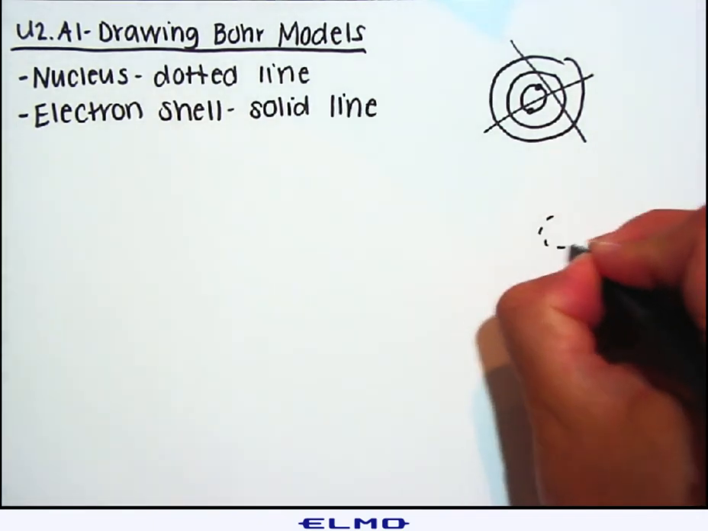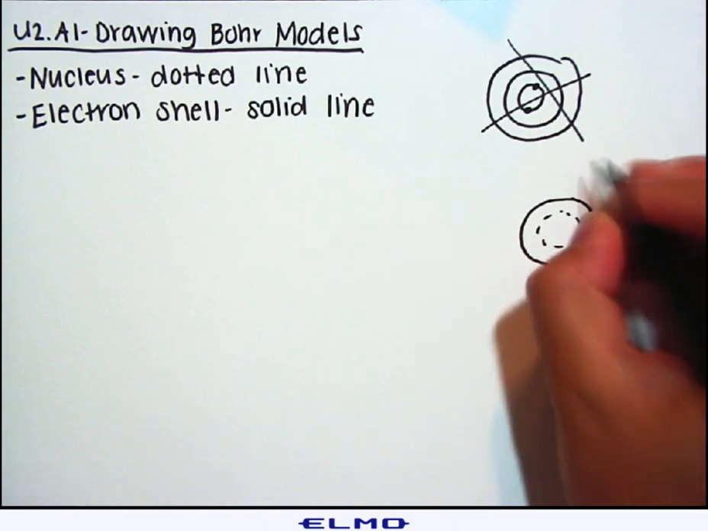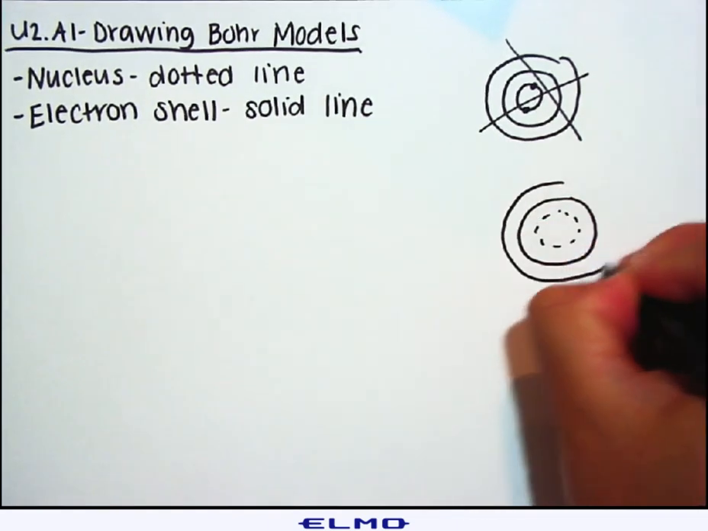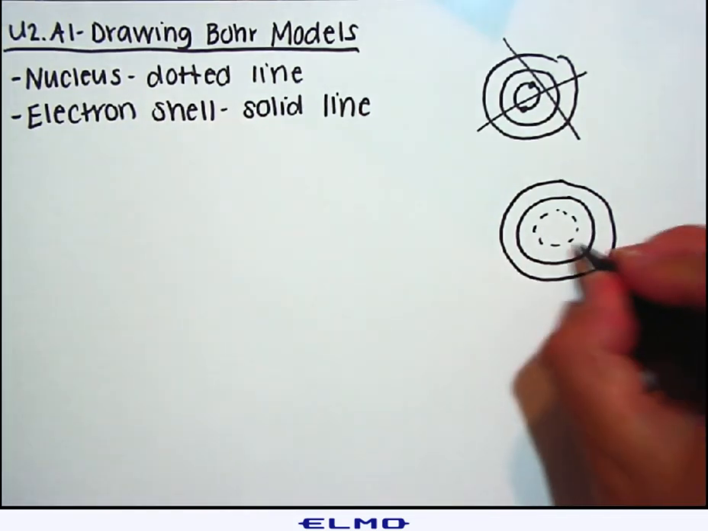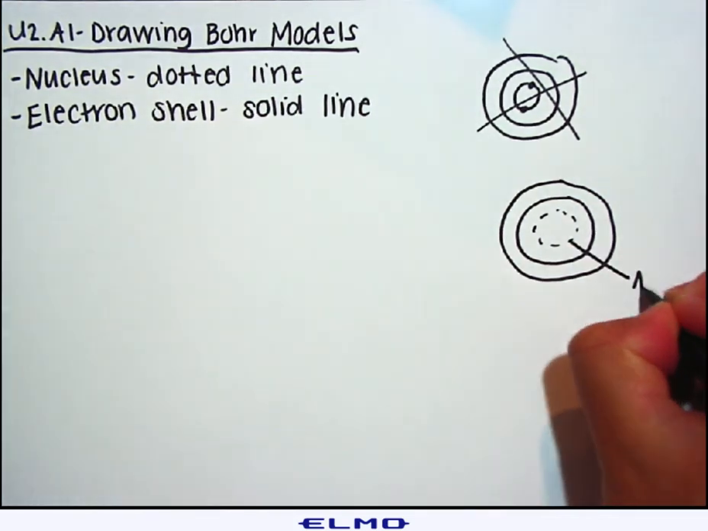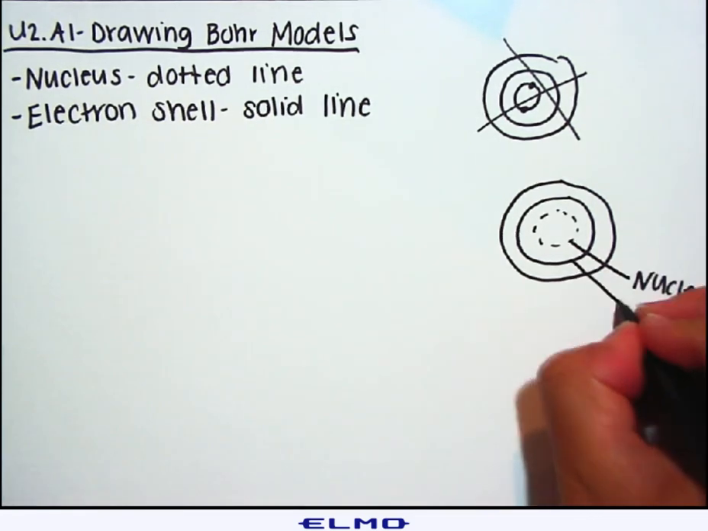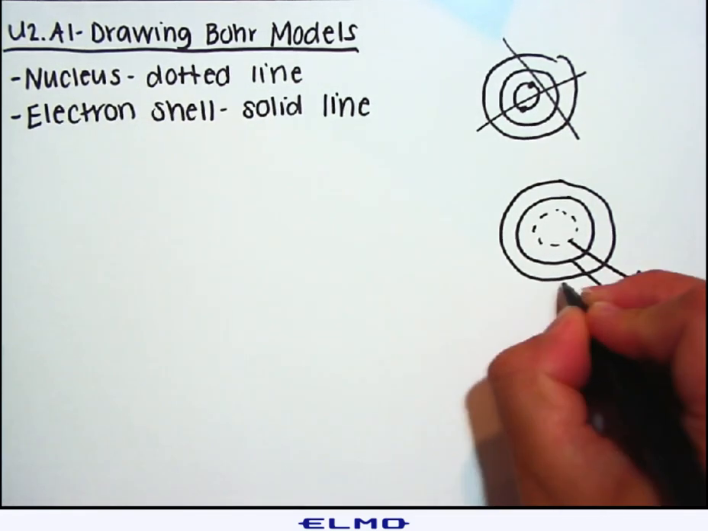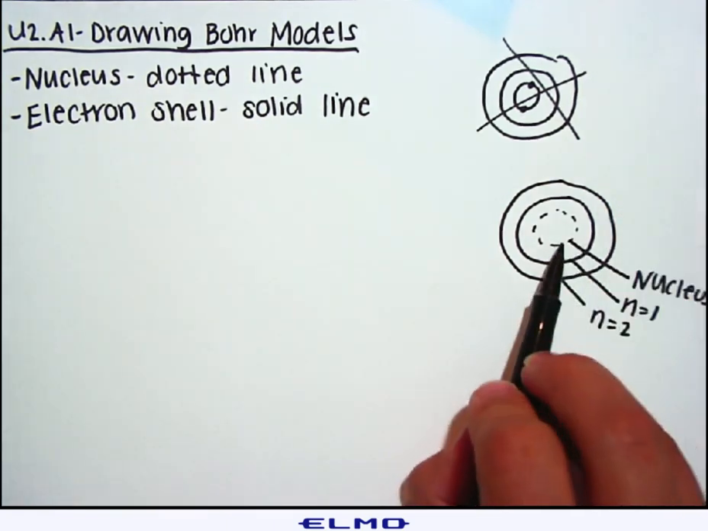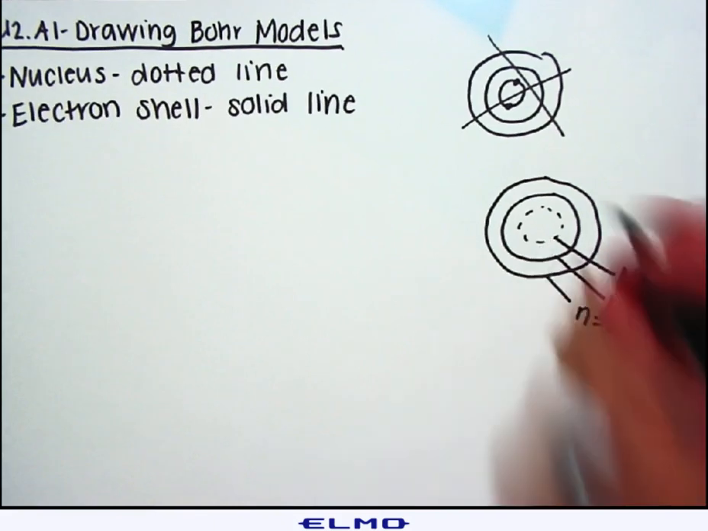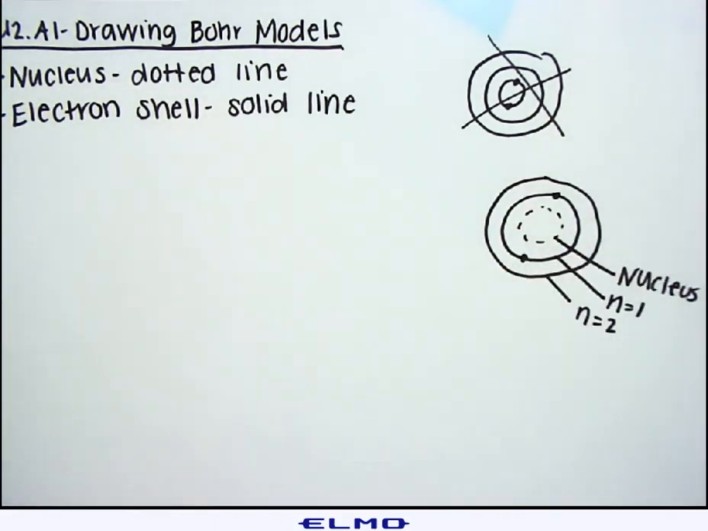Now if you use a dotted line for the nucleus and you use solid lines for the electron shells, you can very clearly tell the difference between the nucleus and each of our electron shells or energy levels. Now, I shouldn't see any electrons on your nucleus. When we go to place electrons, they're going to be on our energy levels.